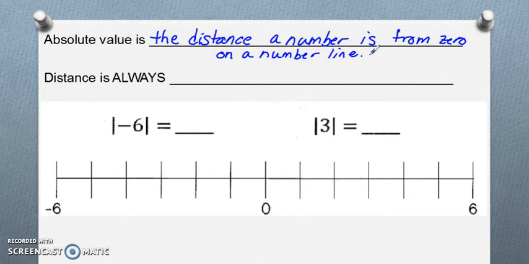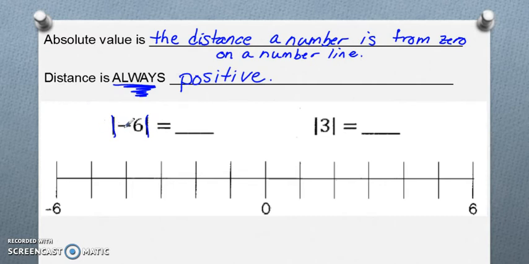And something to know about distance. Distance is always, always, always positive. Even if you are walking backwards, you are still walking a positive distance. Absolute value is represented by these two straight lines up and down.